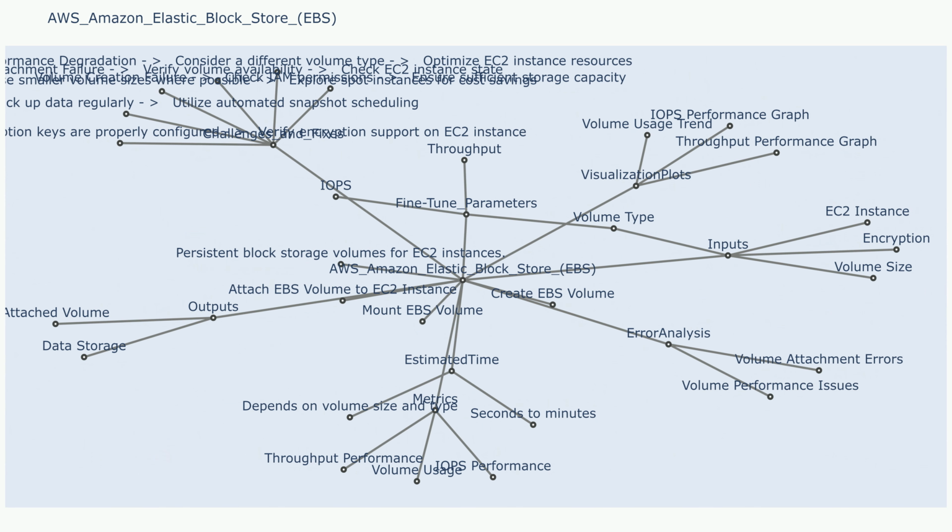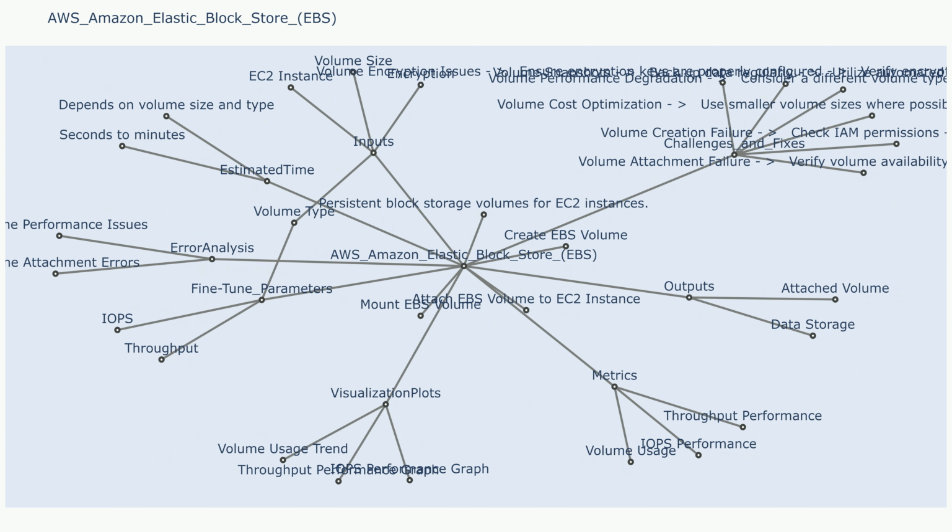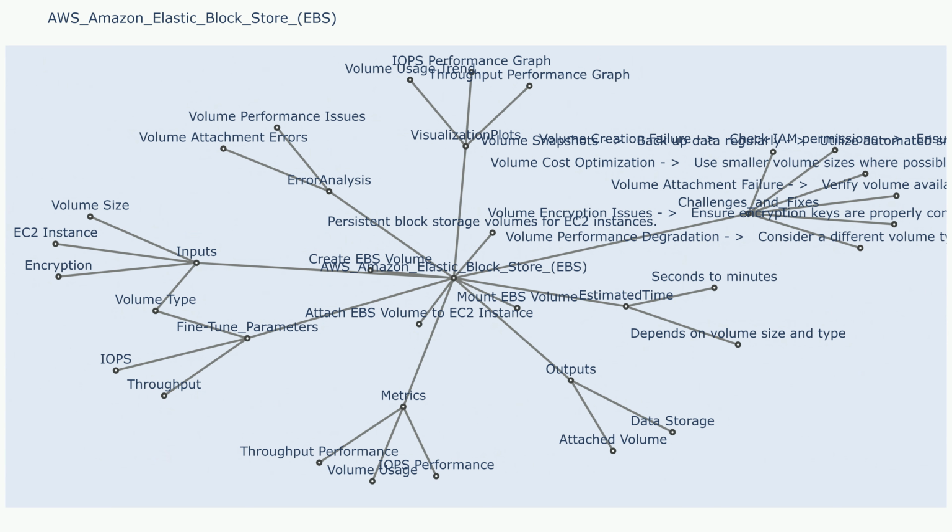Purpose: to specify the geographic location for your EBS volumes, influencing data locality and latency. Explanation: EBS volumes are region-specific, meaning that a volume created in a particular region can only be attached to EC2 instances within the same region. Choosing the right region is crucial for performance and data sovereignty.